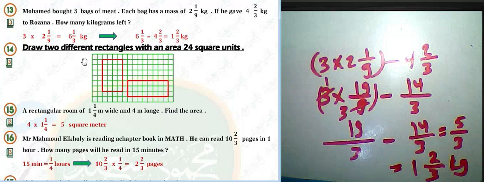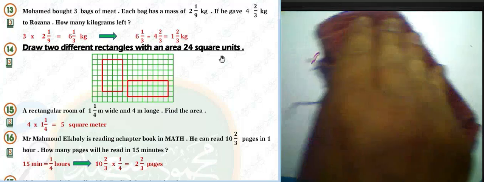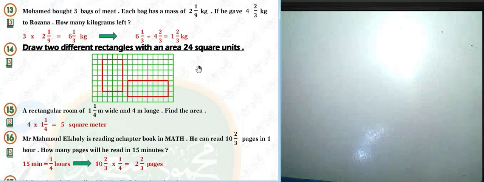Question 14. Draw two different rectangles with area 24 square units. We know 24 equals 3 times 8 or 4 times 6. Okay, first step, you must think that the area of a rectangle equals length times width. And 24 equals what? We can call 4 times 6. 1, 2, 3, 4. It's the width, and the height here, or length, equals 6. Draw a rectangle with 2 dimensions 6 centimeter and 4 centimeter, or 2 dimensions 3 centimeter and 8 centimeter, because 3 times 8 equals 24.